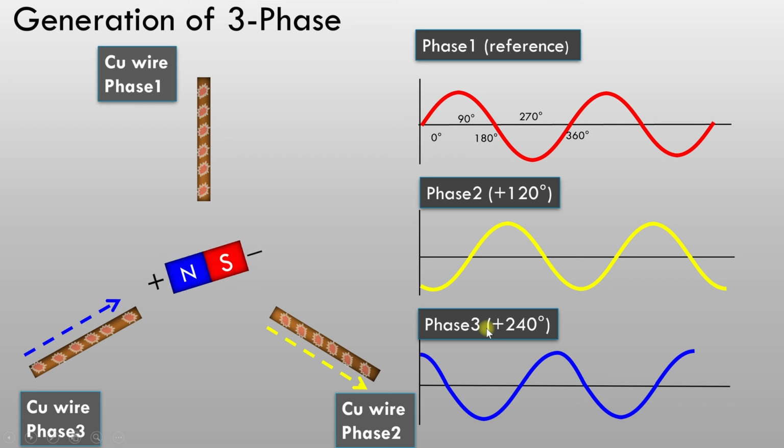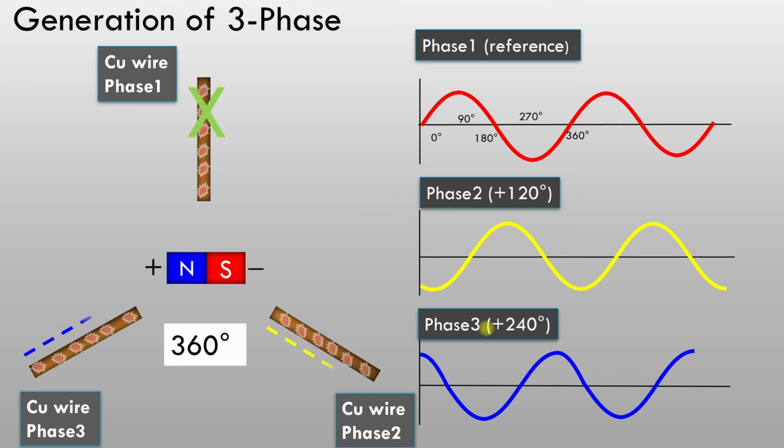And finally, when we come to 360 degrees, we can see again there is no flow in phase 1 at this point. So if we keep on rotating the bar magnet, we can see how 3-phase power is generated. So you can see how easy it is to understand 3-phase power generation.